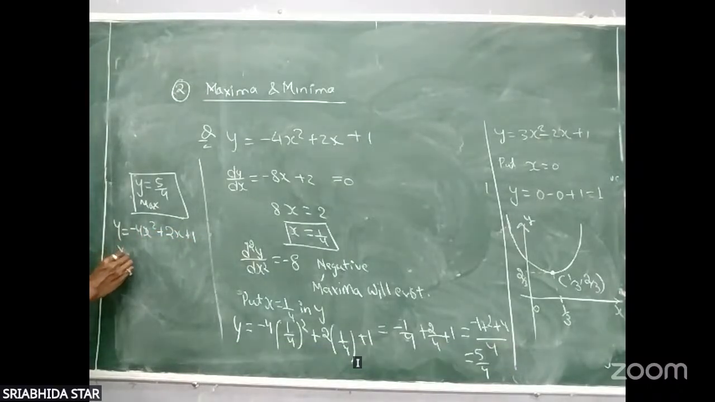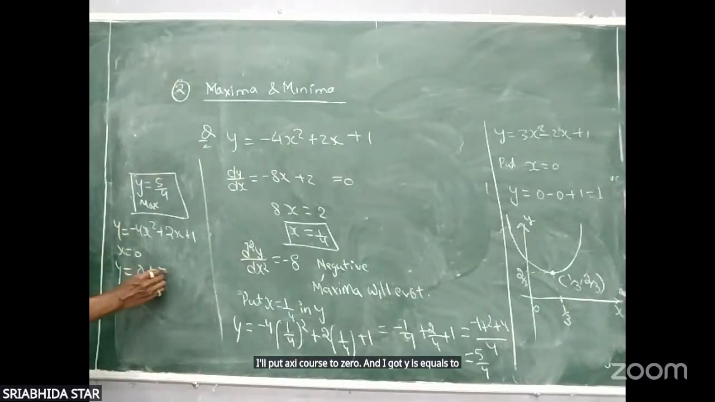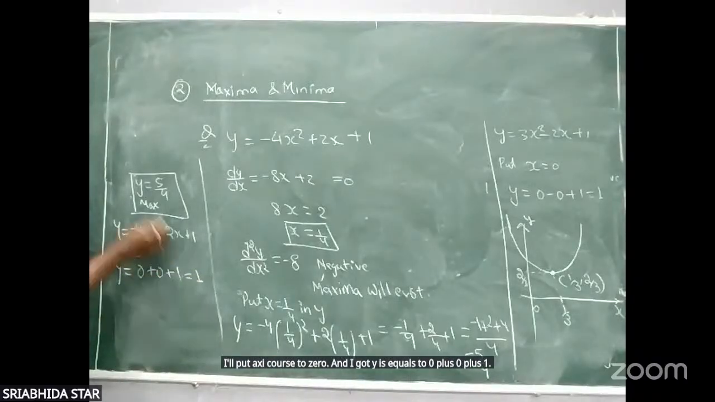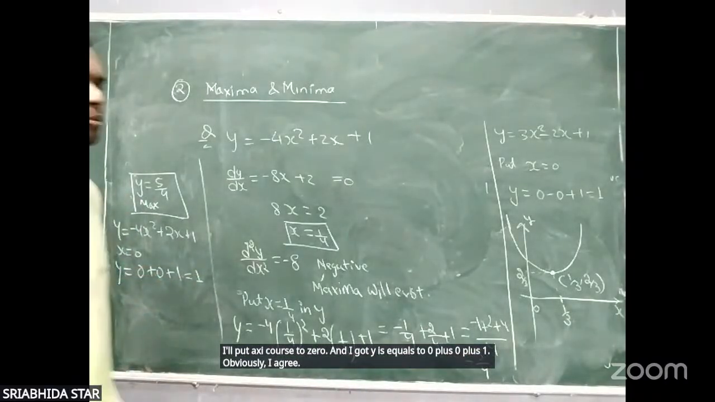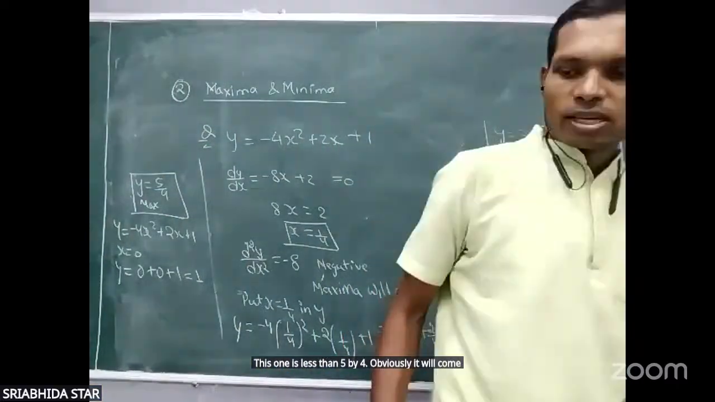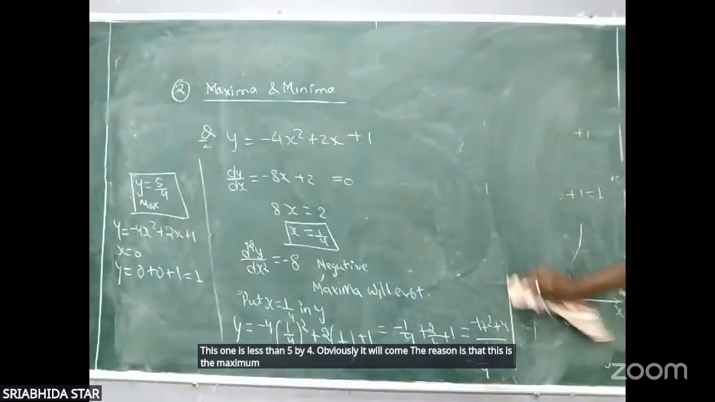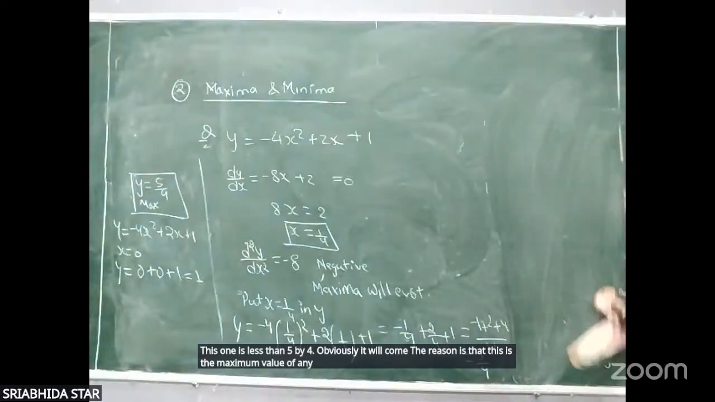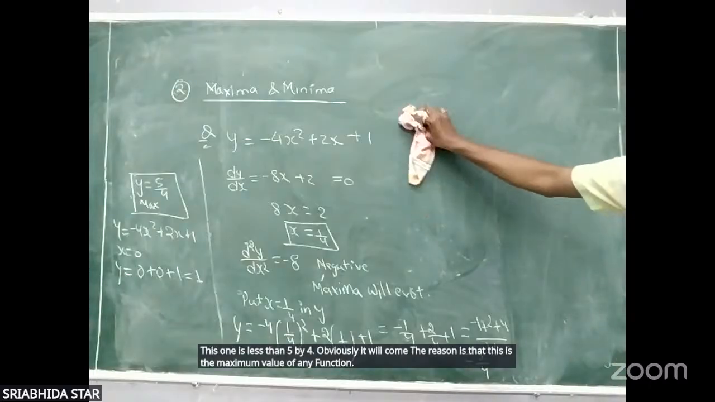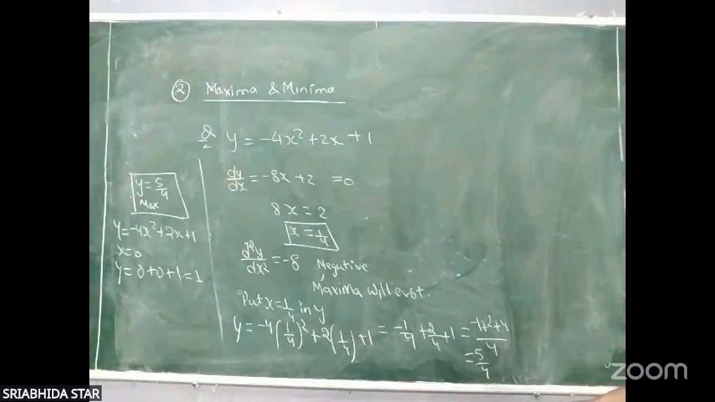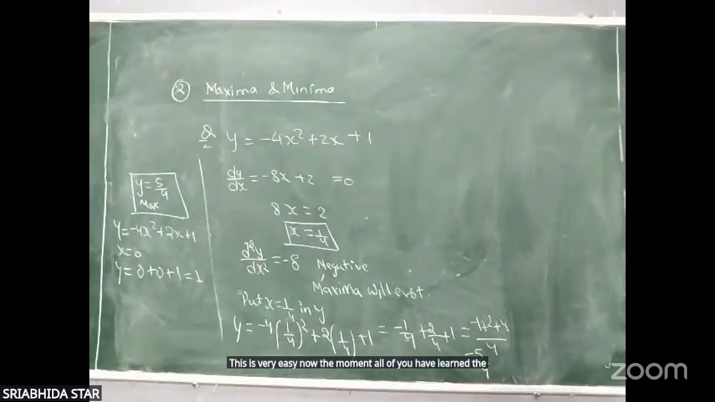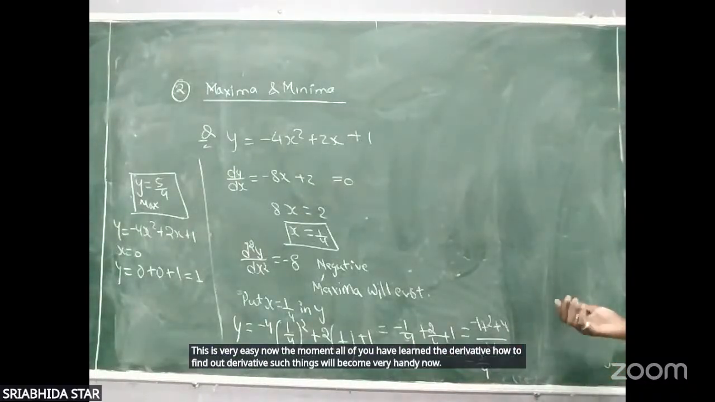I'll put x equals to 0. And I got y equals to 0 plus 0 plus 1. Arey, ye toh kam aaya isse, obviously aayega. This 1 is less than 5 by 4, obviously it will come. The reason is that this is the maximum value of any function. This is very easy. Now, the moment all of you have learned the derivative, how to find out derivative, such things will become very handy now.